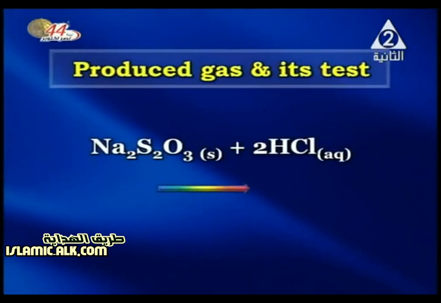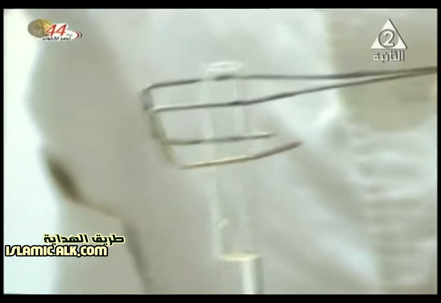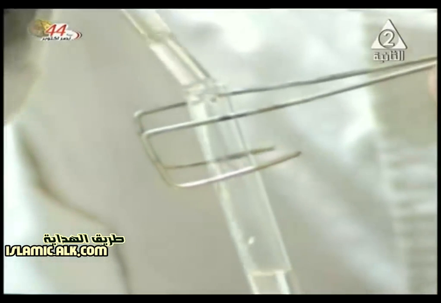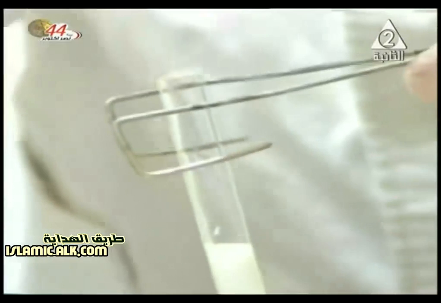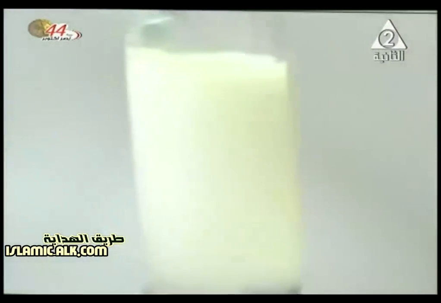As the equation proceeds on the screen, Na2S2O3 plus 2HCl gives NaCl and sulfur dioxide gas and water, as the following animation shows. My dear student, if you look at the screen, here we add the dilute hydrochloric acid on the thiosulfate salt. It forms a yellow precipitate of sulfur, which is suspended in the solution, and sulfur dioxide gas is given out.